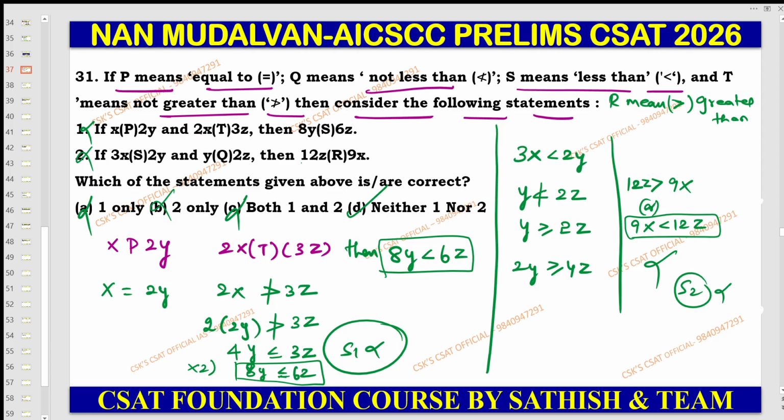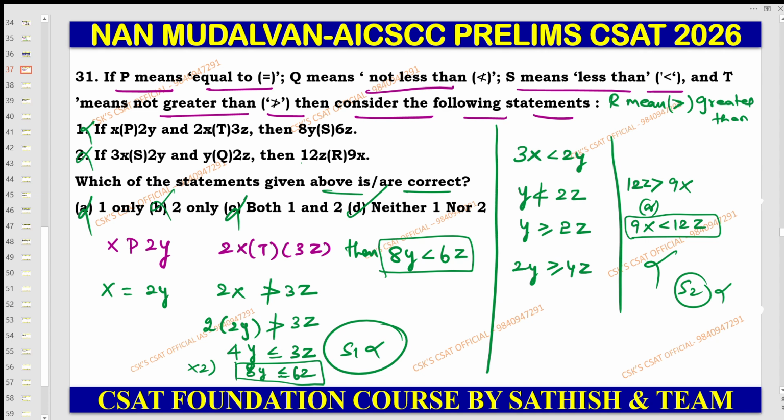Statement 2 you can directly eliminate, but statement number 1 you have to be very careful about, since here 8Y is less than or equal to 6Z, but what the question states is 8Y less than 6Z. So therefore statement number 1 you have to focus on. Statement number 2 is clearly not possible. So the answer here is that both are wrong. Shall I move on to the next question? Understood, right?